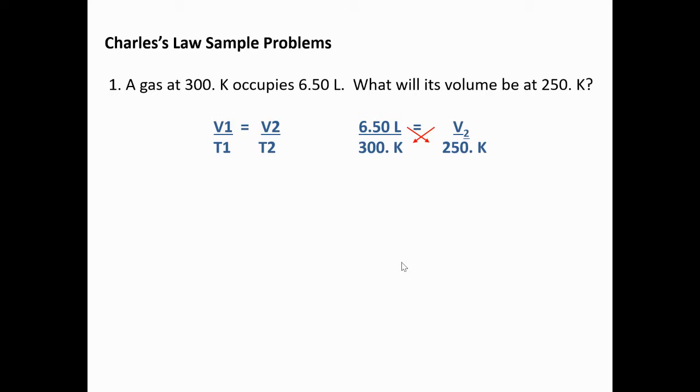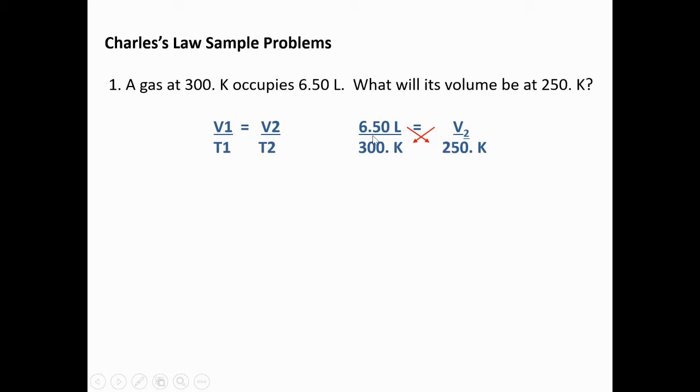So in number one, I have a gas at a temperature of 300 Kelvin, and it occupies 6.5 liters. Note that both of these numbers have 3 sig. What if I change the temperature to 250? What will its volume be? So remember, this is a direct relationship. So as one goes up, the other goes up. As one goes down, the other goes down. In this case, my temperature is decreasing. So I would expect my volume to decrease.